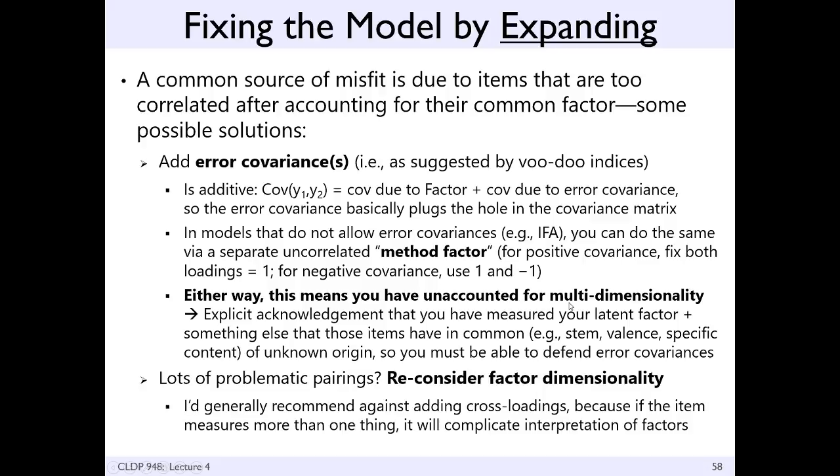So it's unaccounted for multidimensionality. There's something else besides the factor that is responsible for creating the pattern of correlation in these items. If you have lots of these problematic pairings, particularly if they pair together, like in our case it was 2 with 4, 4 with 6, and 2 with 6, that's a dead giveaway that you need another factor. The question is whether it's going to be another content factor or a method factor.